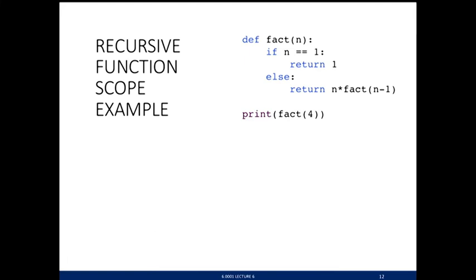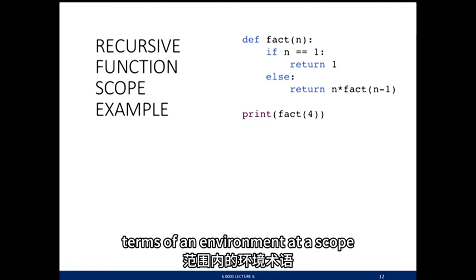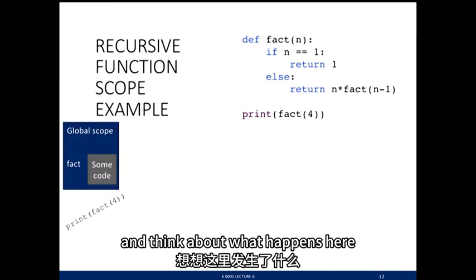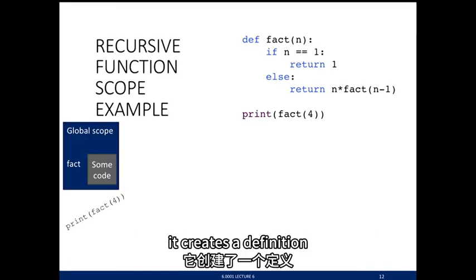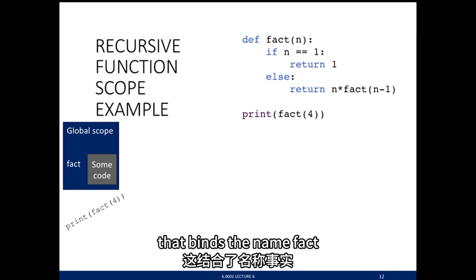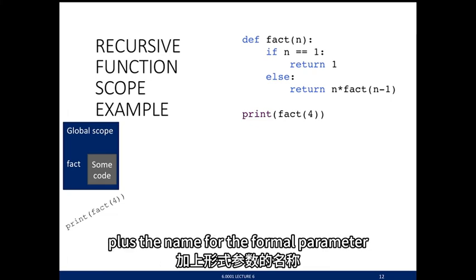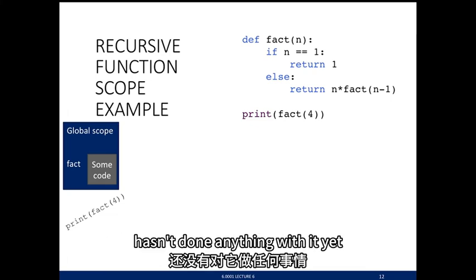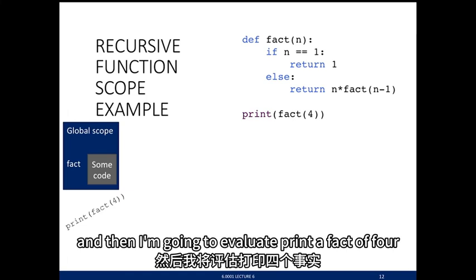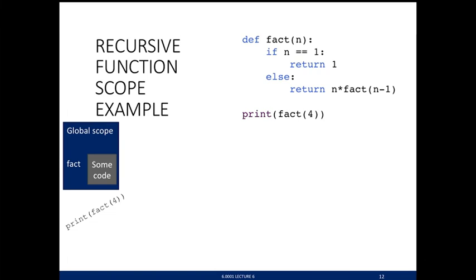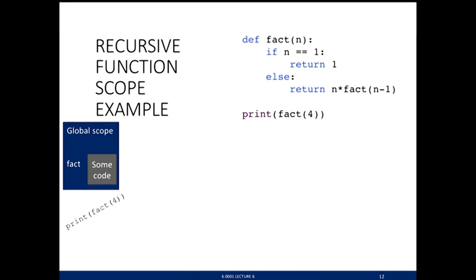And let's use the tools that Anna talked about in terms of an environment and scope and think about what happens here. When I evaluate that in Python, it creates a definition that binds the name fact to some code, all of that stuff over here, plus the name for the formal parameter. It hasn't done anything with it yet. And then I'm going to evaluate print of fact of 4. Print needs a value, so it has to get the value of fact of 4. And we know what that does.